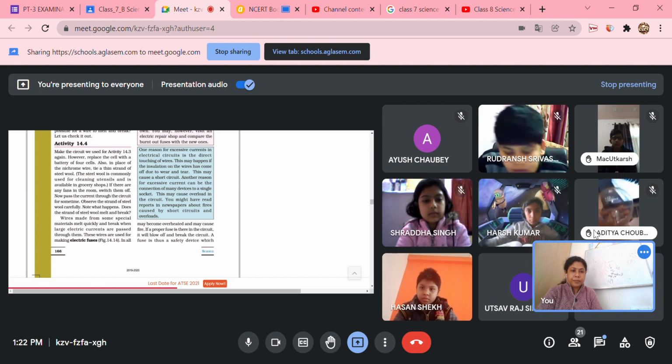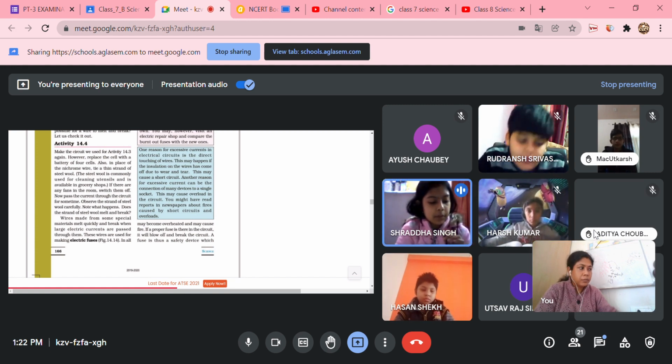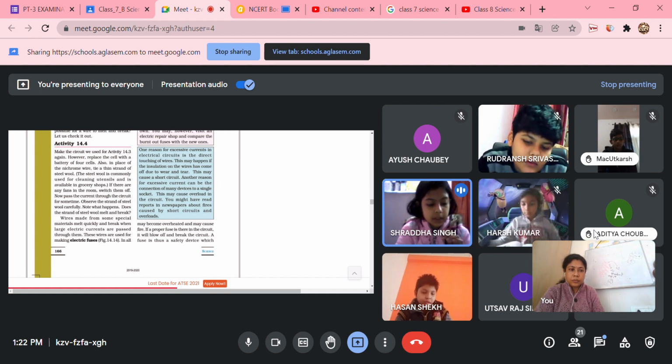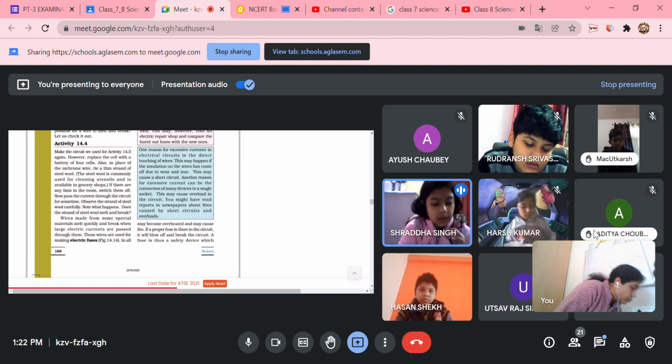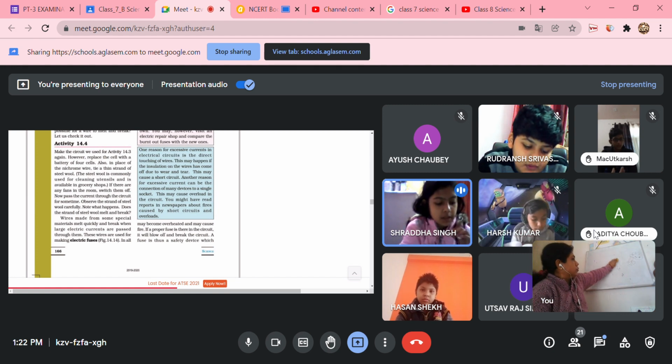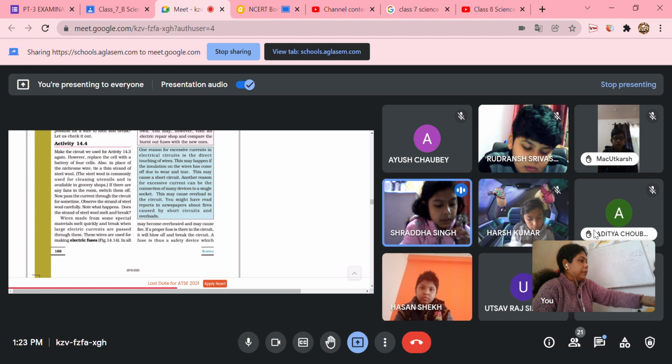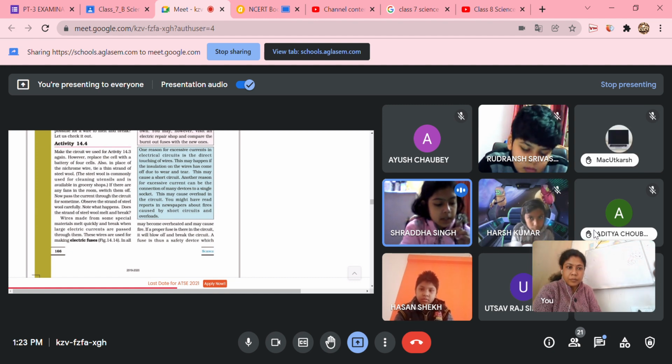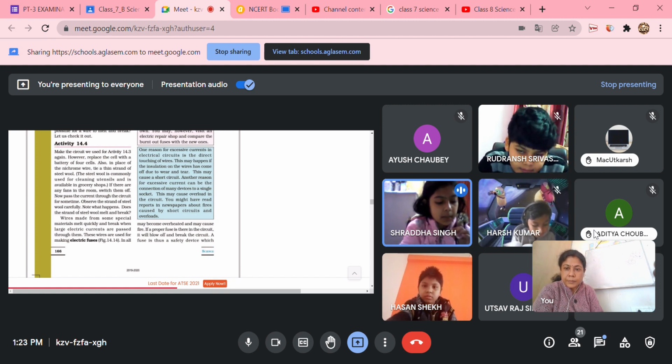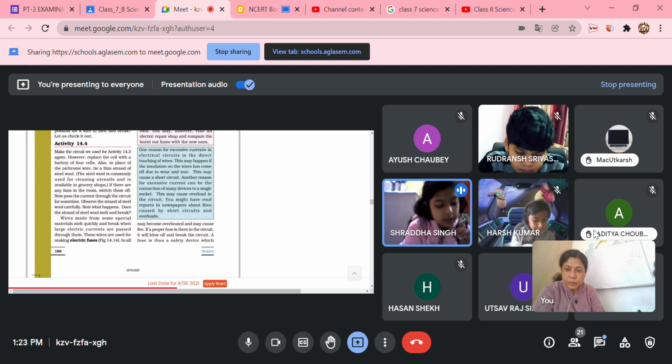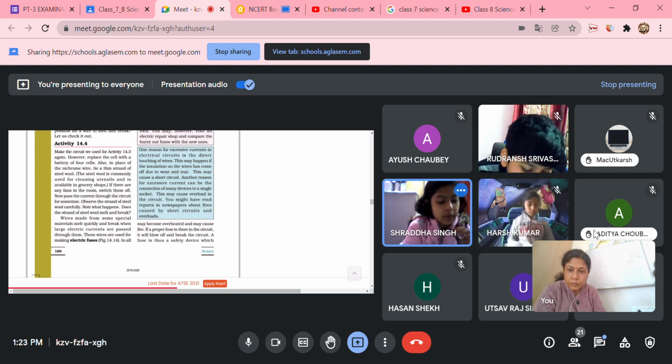Activity 14.4. Make the circuit used for activity 14.3 again. However, replace the cell with a battery of 4 cells. Also, in the place of the nichrome wire, tie a thin strand of steel wool. The steel wool is commonly used for cleaning utensils and is available in grocery shops. If there are fans in the room, switch them off. Now pass the current through the circuit for some time. Observe the strand of steel wool carefully. Note what happens. Does the strand of steel wool melt and break?